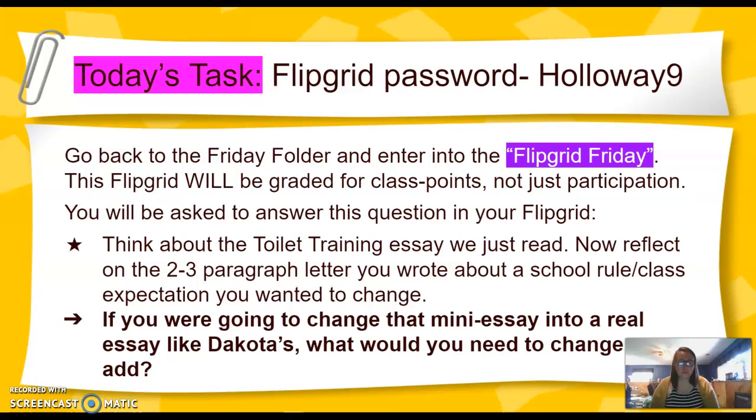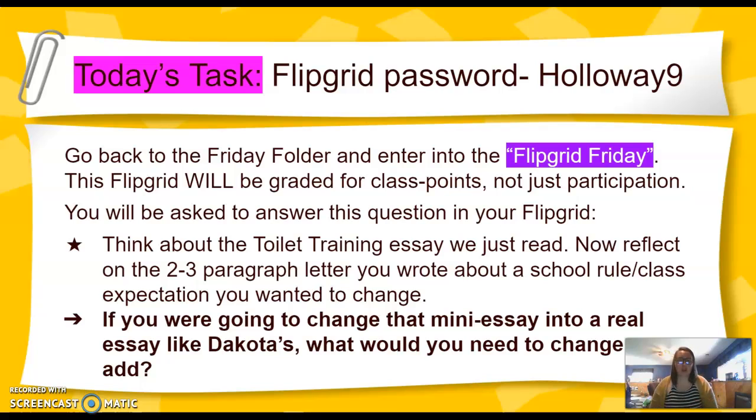So what I want you to do is go in, read your essay over again and think, okay, now that I know what an actual good A-level essay looks like and what's going to be expected of me with all these different elements of persuasion, our audience, argument, issue, claim, evidence, counterclaim, rebuttal, all those things we learned about, think about my essay that I wrote. If I wanted to turn my mini essay into a really good solid essay like Dakota's, what would I need to change or add?